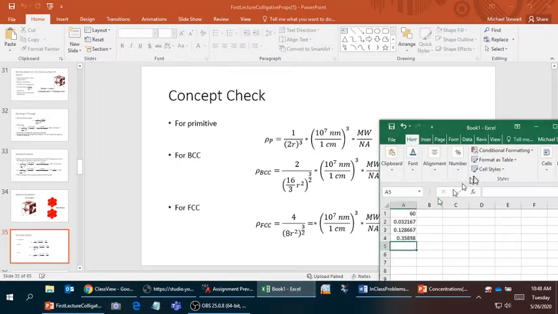So let's do this in Excel just to make it a little bit easier to see. Molecular weight in this case, 35.3. Radius, 0.131. To figure out our density, we've got 1 divided by 8 times the radius squared to the 3/2 power times 10 to the 7th to the 3rd power, which is just 10 to the 21, times our molecular weight, 35.3, divided by Avogadro's number, which is 6.02 times 10 to the 23rd.